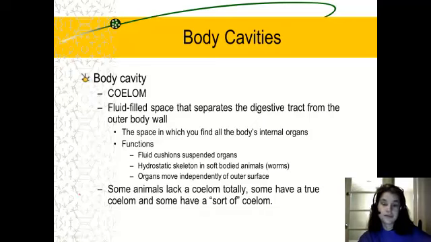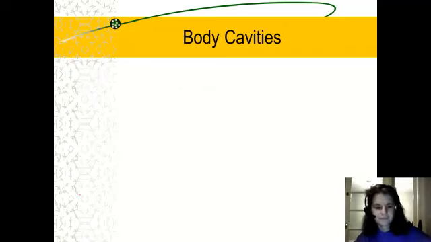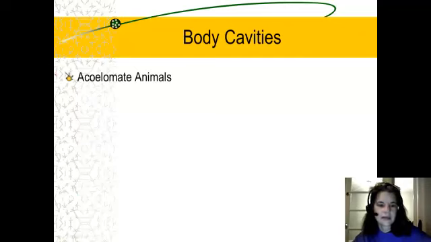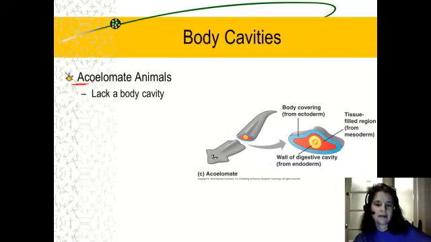Now, as fundamental as a body cavity may seem to us, some animals lack them completely. And some animals, like us, have a true body cavity, and some animals have a sort of quasi one. So we'll talk about these. First of all, acoelomate animals. Acoelomate means without. So these are the animals that lack a coelom. They lack a body cavity.